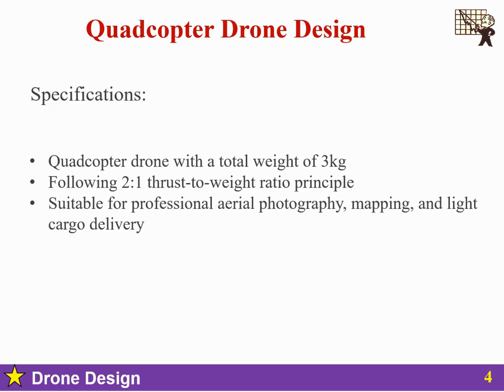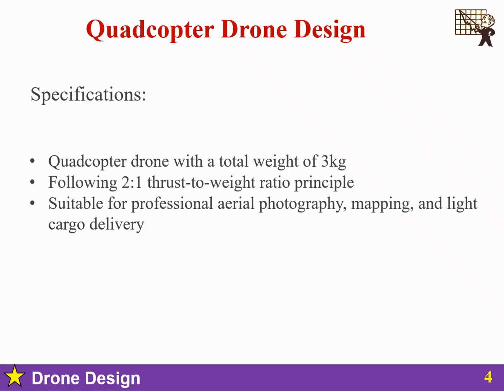This weight class represents a significant capability jump. At 3 kg, we can carry professional cameras, LiDAR sensors or meaningful cargo payloads. The drone becomes a serious commercial tool rather than an enthusiast platform. However, with this capability comes responsibility. A 3 kg drone falling from 100 meters carries substantial kinetic energy, approximately 3000 joules.